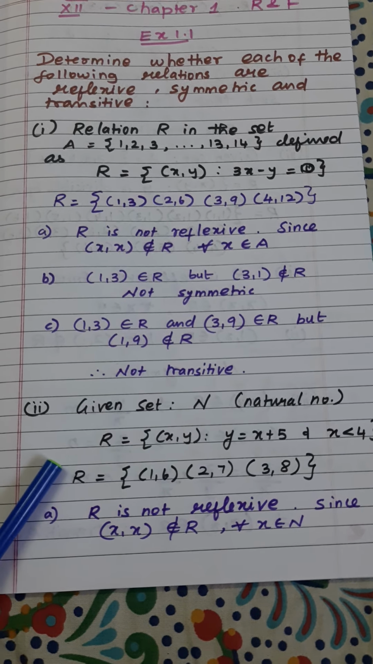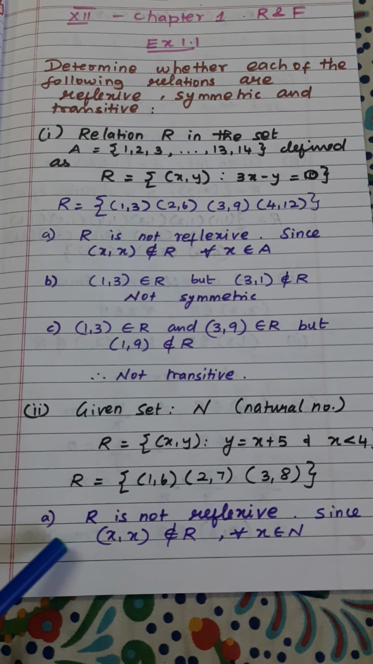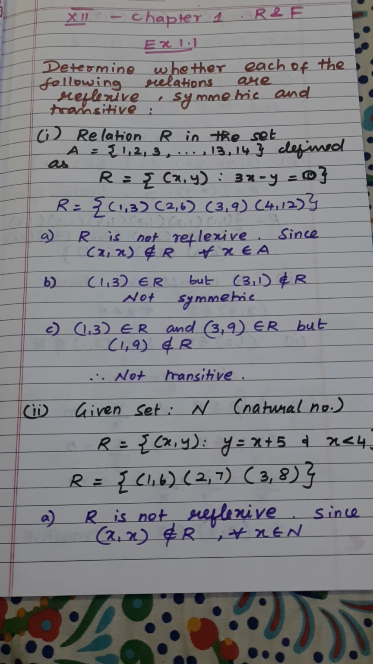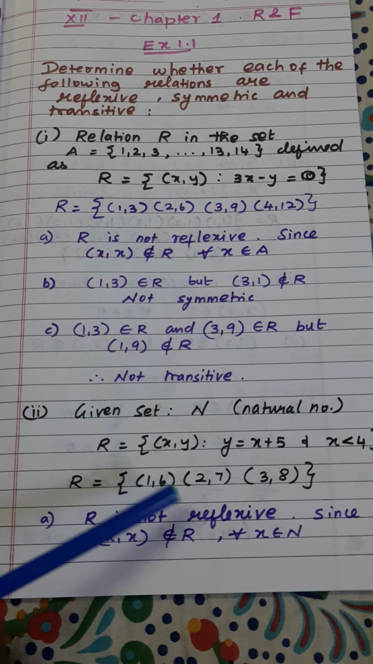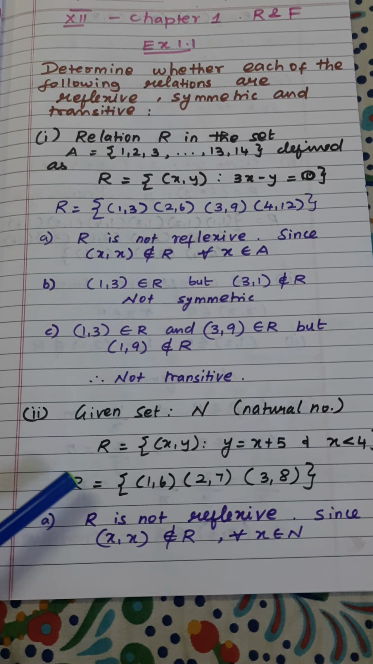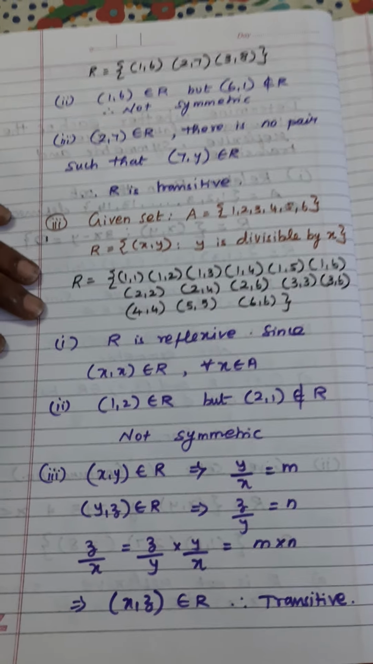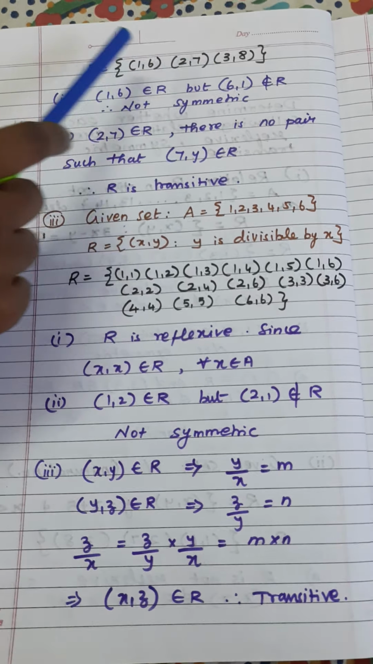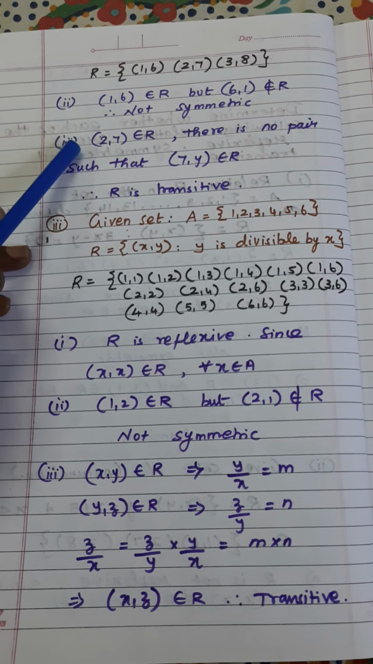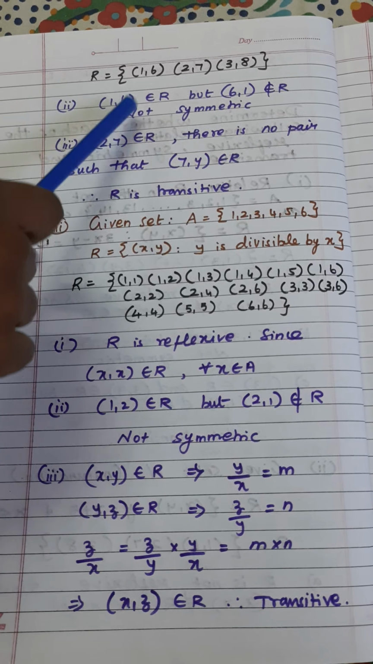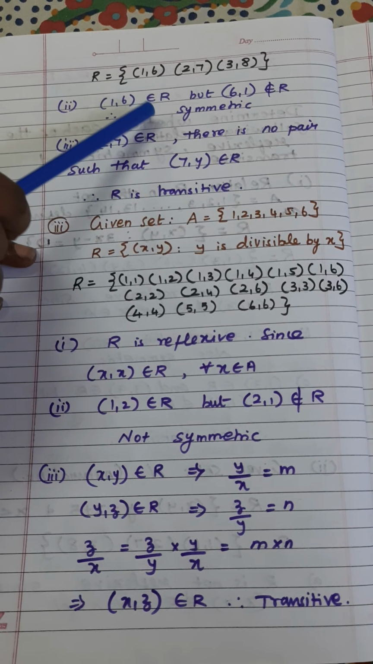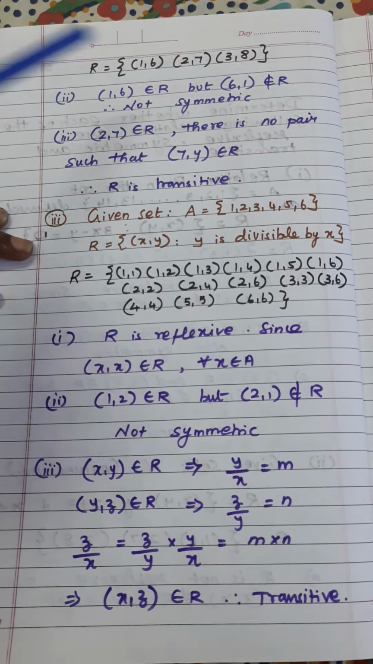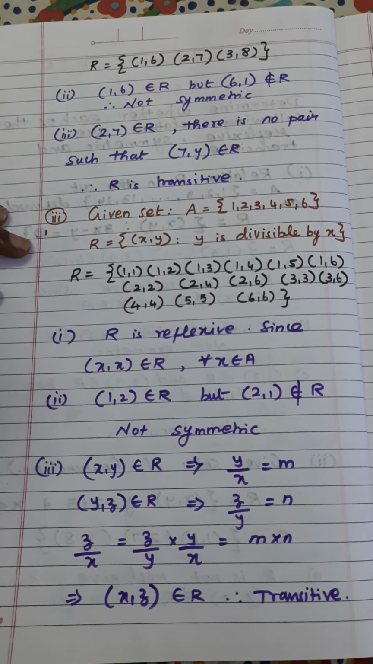Now check whether it is reflexive, symmetric or transitive. It is not reflexive as we discussed earlier. (1, 1), (2, 2), (3, 3) are not there in the relation. So it is not reflexive. The relation's ordered pairs are (1, 6), (2, 7), (3, 8). Now take this one, (1, 6) belongs to R, but (6, 1) doesn't belong to R. So it is not symmetric.